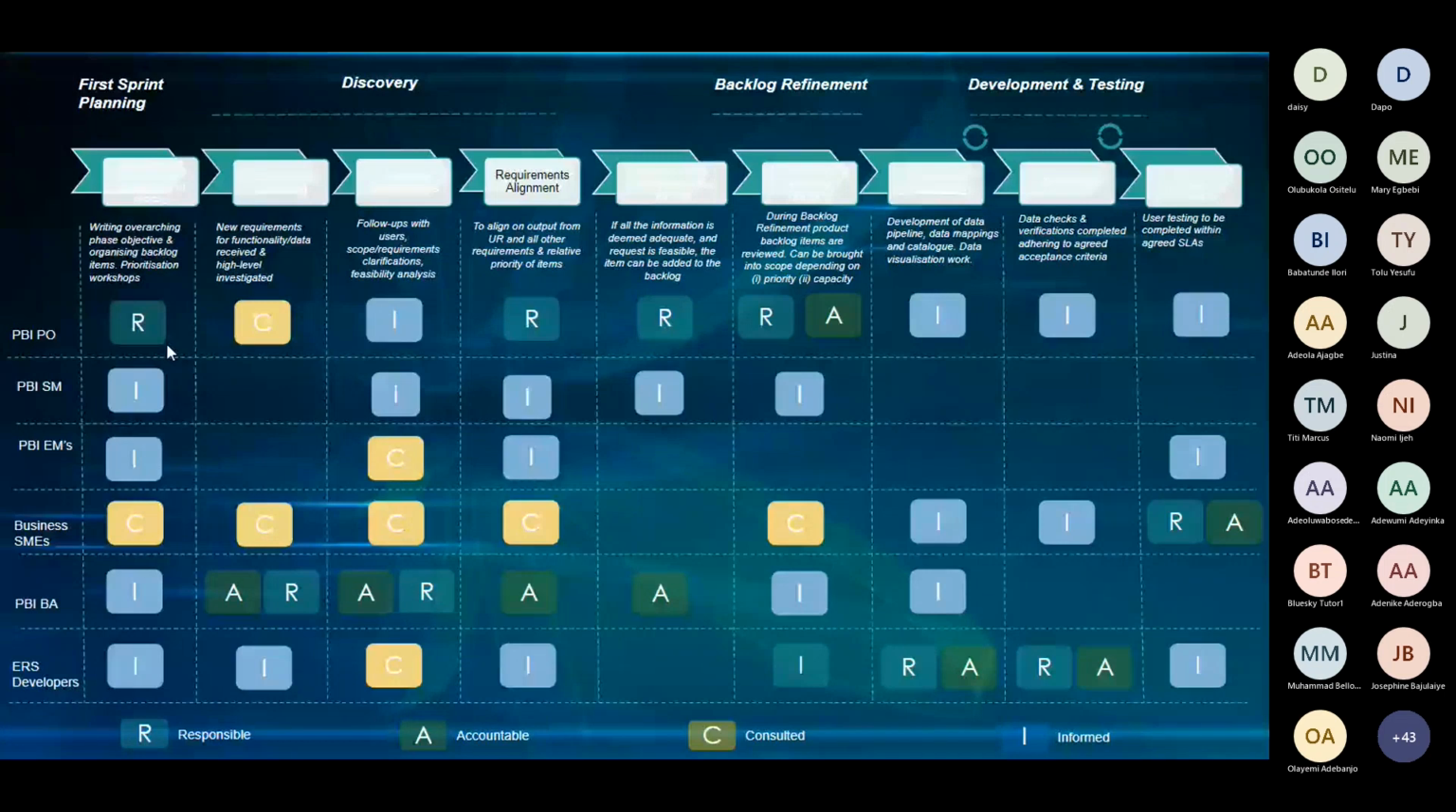There are different templates. I created this, not on Power BI, I created this on PowerPoint, but you can use different templates to create your RACI matrix. Yeah, and I think that's it.